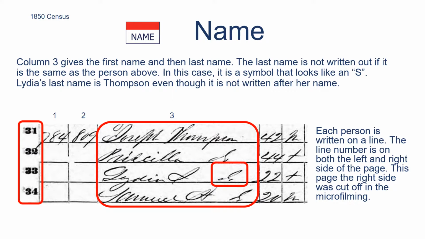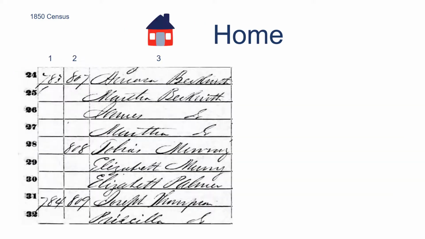Each person is written on a line. The line number is on both the left and the right side of the page. This page, the right side, was cut off in the microfilming.